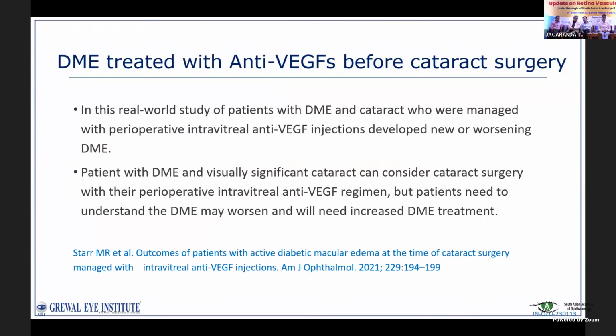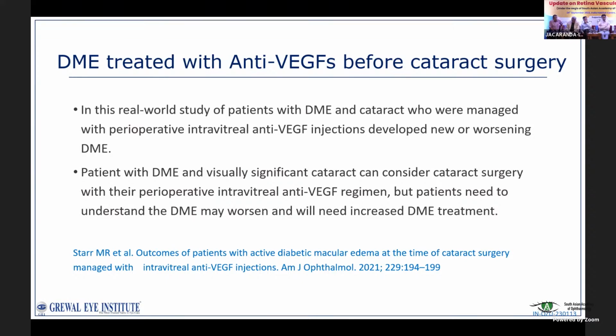What about DME treated with anti-VEGF before cataract? Because most of our patients are on anti-VEGF and they may be very well controlled. I think this recent study, which is published in AJO 2021, a real world study of DME and cataract, what has been seen here is that with perioperative anti-VEGF injection, patients developed new or worsening DME.